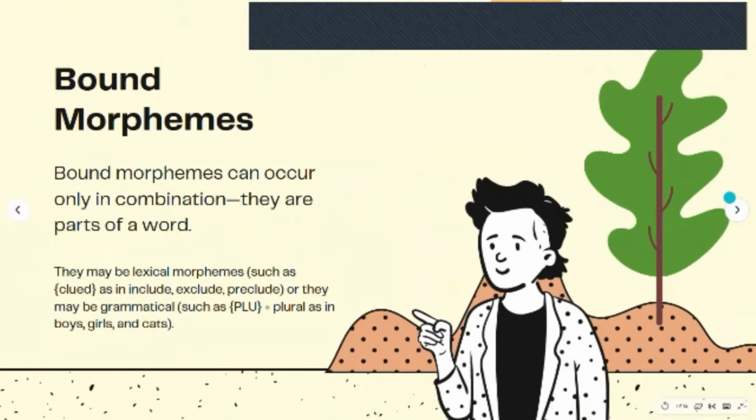And then the second is bound morphemes. Bound morphemes can occur only in combination. They are parts of a word. They may be lexical morphemes such as pute, as in impute, attitude, and also precute. Or they may be grammatical, such as PLU, or we know it as plural. Plural as in boys, girls, and also cats.